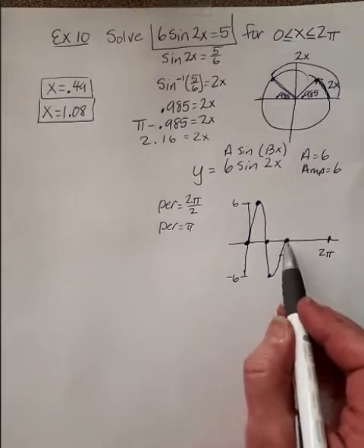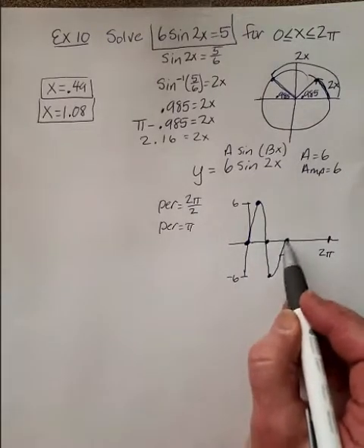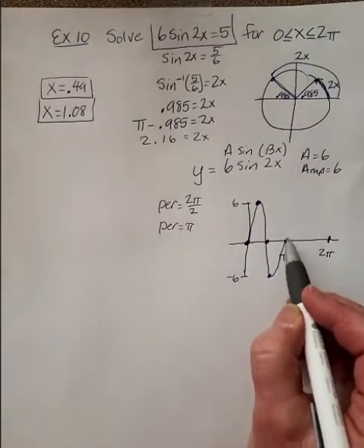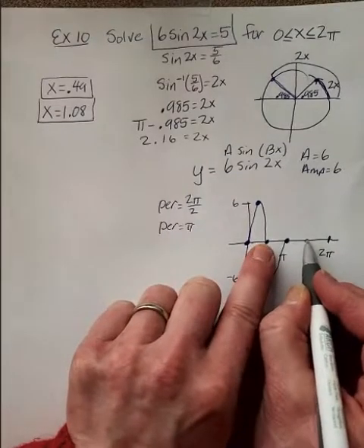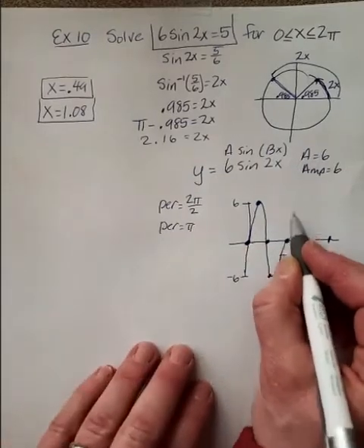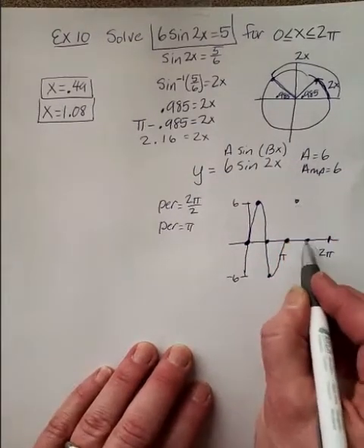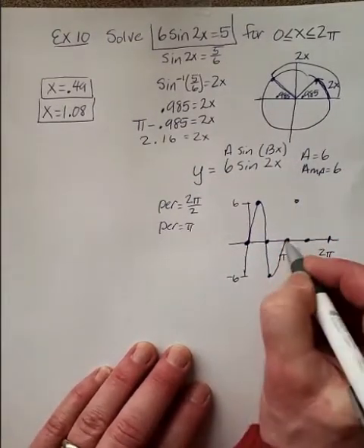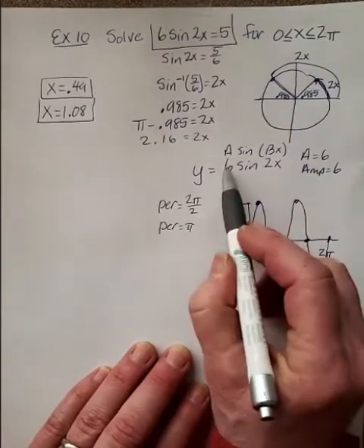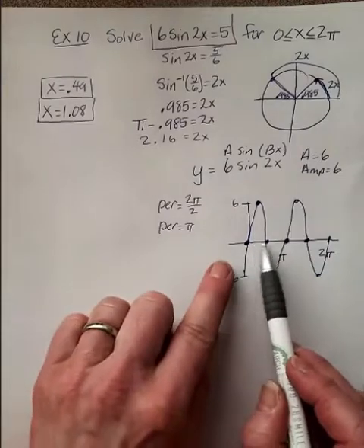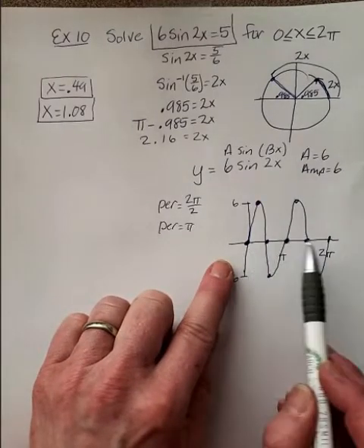I can actually do another cycle. This is going to repeat itself here. So again, 1 and then 2. In between these two, another x-intercept, just like I had here. In between these two, a maximum, positive 6. In between these two, a minimum of negative 6. And as you can see, the graph of y equals 6 times the sine of 2x actually has 2 cycles from 0 to 2 pi.